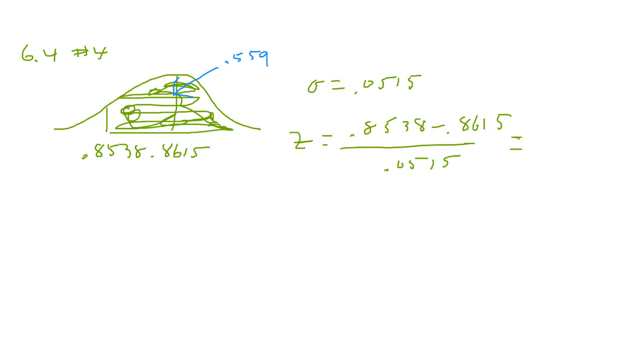462 candies are randomly selected. Find the probability that their mean weight is at least that. So it's the same problem, except we are just going to divide by the square root of 462. Yeah, 462. So this is why you need to use your standard normal calculator. So Evelyn, can you do me a favor? Can you take 0.8538 minus 0.8615? What is that number?